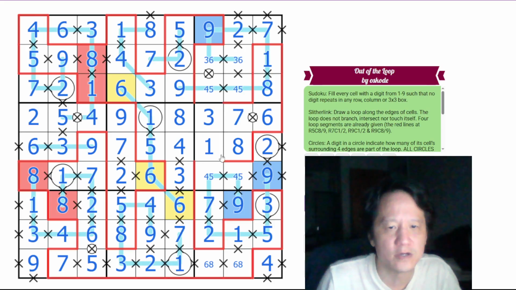And this could go around. This cannot go here, so it must go around here. It cannot go here because then that would form its own loop. So it has to go around here, and then this must connect there.